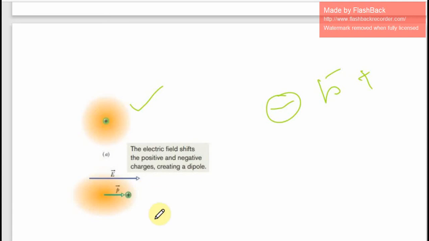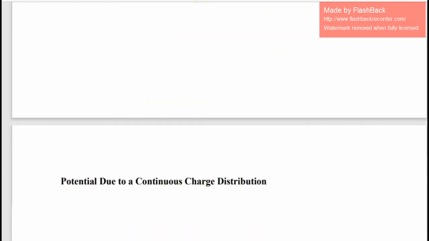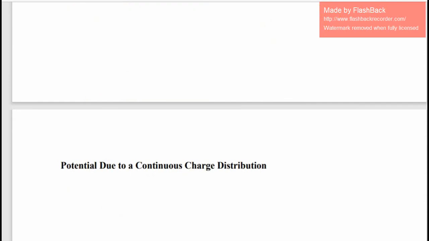This dipole moment is said to be induced by the field, and the atom or molecule is then said to be polarized by the field. What happens when the field is removed? The induced dipole moment and the polarization will disappear. Okay, so moving toward the next topic, that is potential due to a continuous charge distribution.